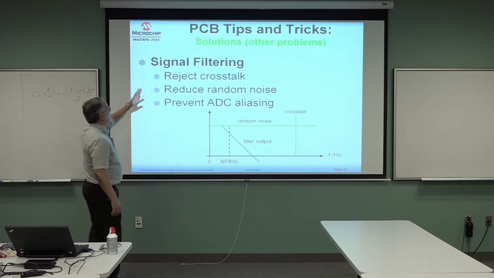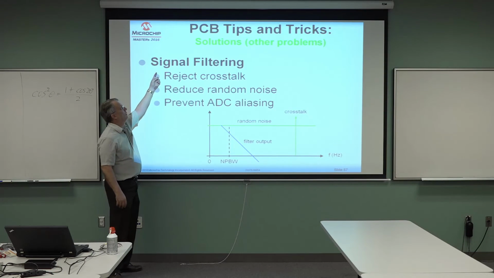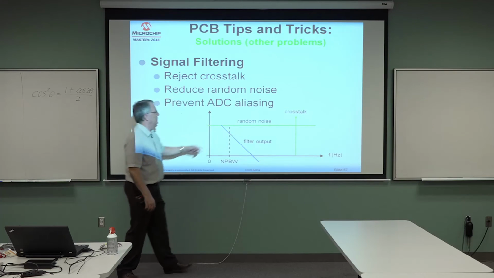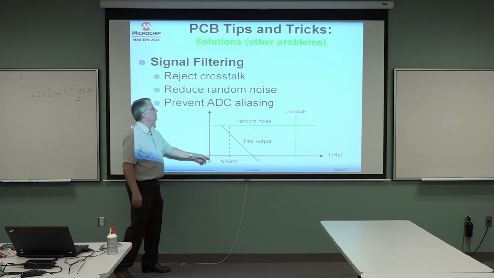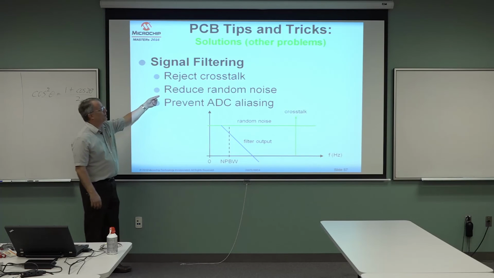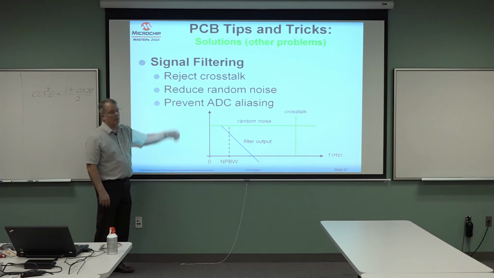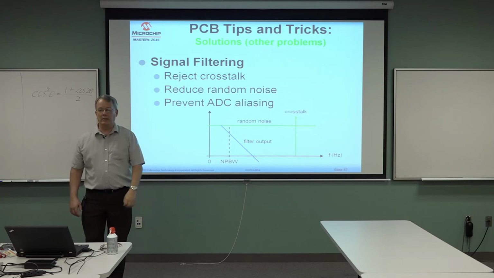So when we do signal filtering, and by the way, when we're in firmware and averaging or doing a FIR filter, we're doing signal filtering. This helps reject crosstalk that's out at high frequency. It doesn't reject crosstalk that's in band. It helps reduce random noise, and here's a very important one: it helps prevent A to D aliasing problems.